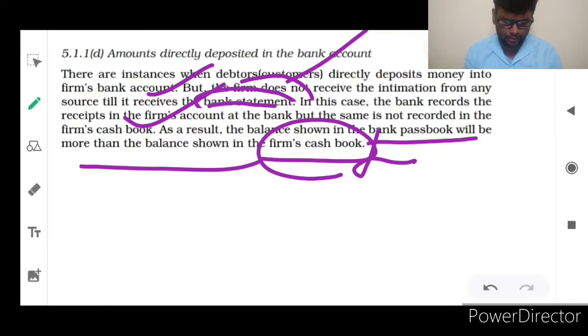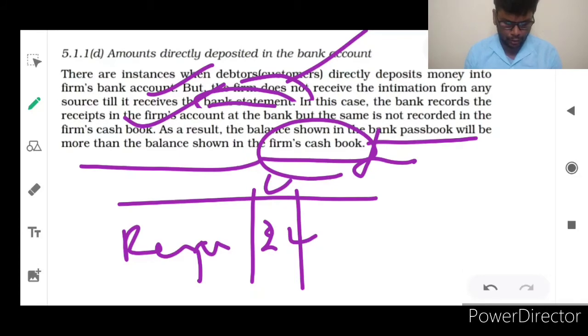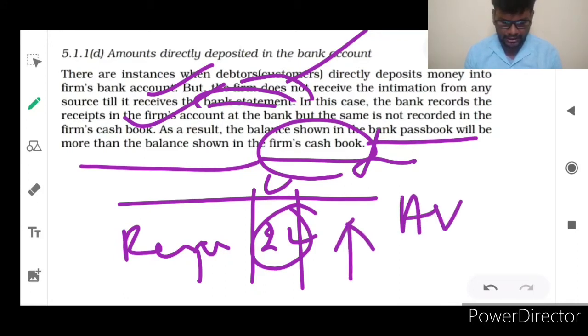definitely, because it is not recorded in the debit side of the cash book, isn't it? We didn't know about it. If we knew already, we would have written it in the debit side of the cash book. But now it is credited into our bank account, so the bank passbook will show the information under the credit column. So 2 lakh rupees is credited by Raghu. Raghu is a debtor who directly deposited rupees 2 lakh into our bank account, and it is increasing the available balance also.